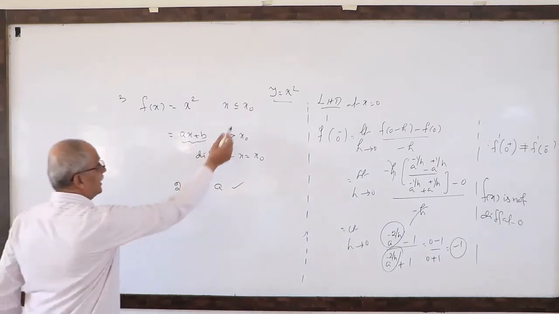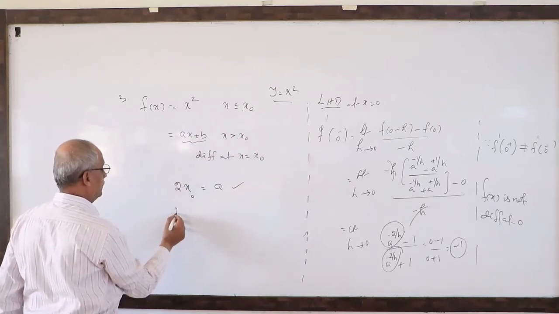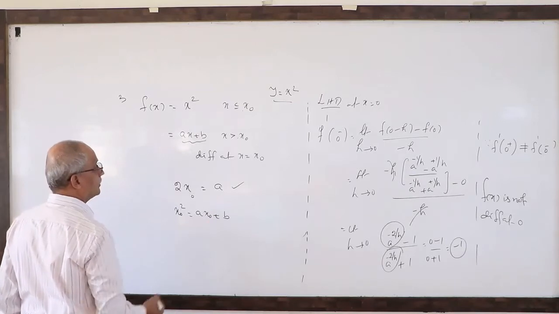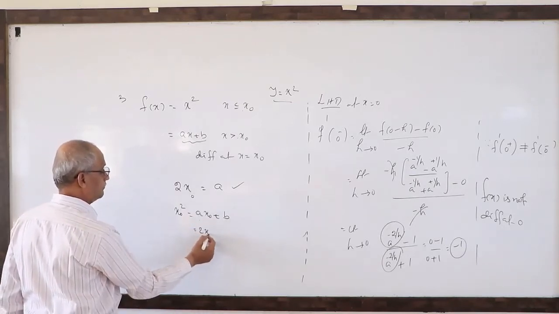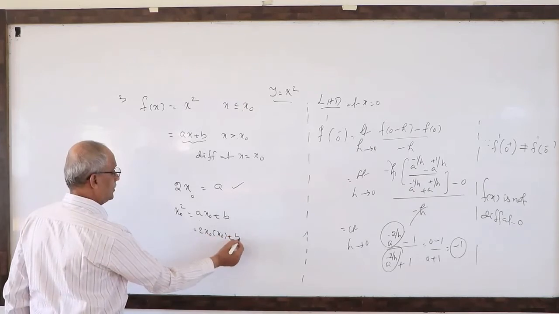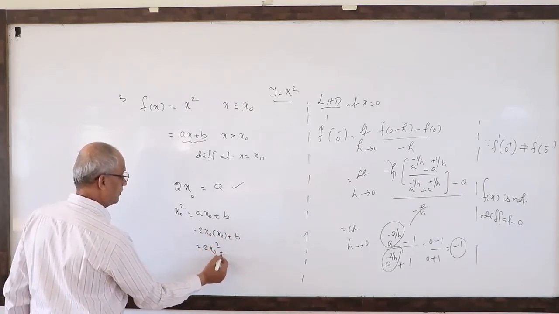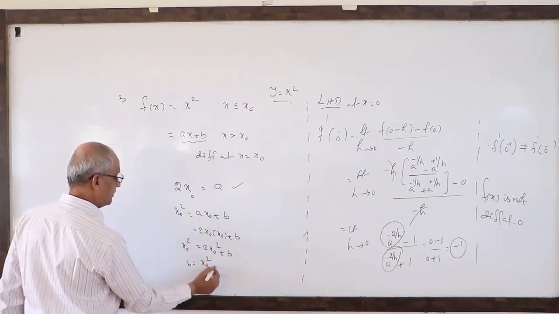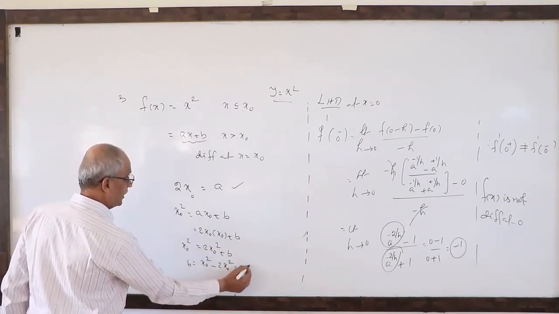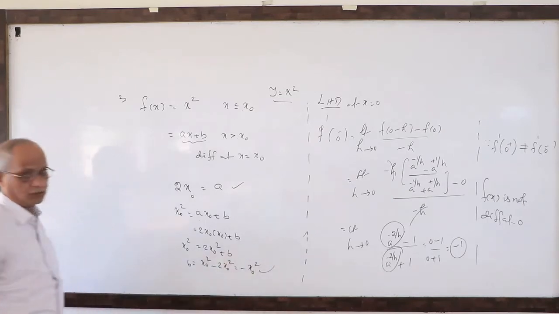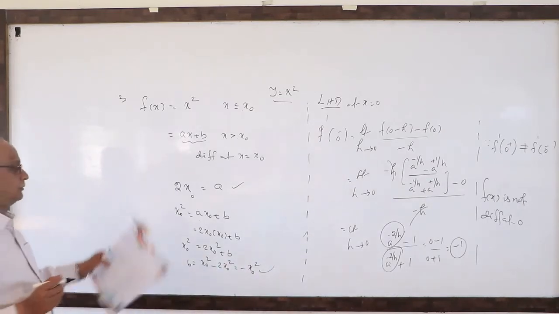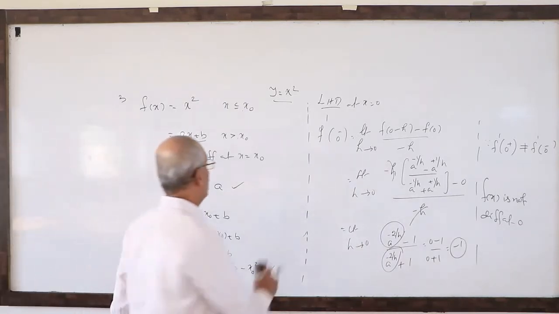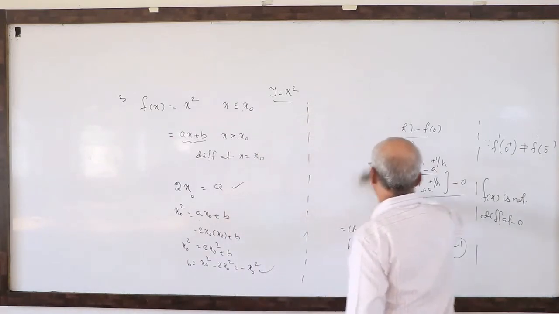Another condition: at this point they must be equal. x naught square is a x naught plus b. Substitute the a value, 2x naught square. Take this here. What is the b value? x naught square minus x naught square. Where is this answer? Simple differentiation I am using. Easy to finish it. Second option. So, a better way of doing it is important.